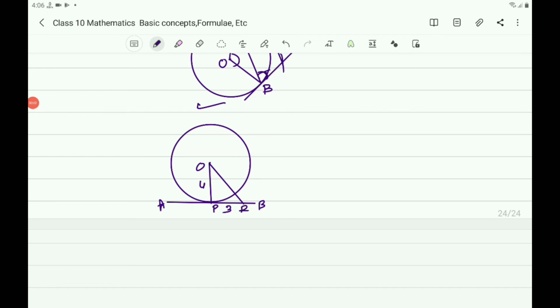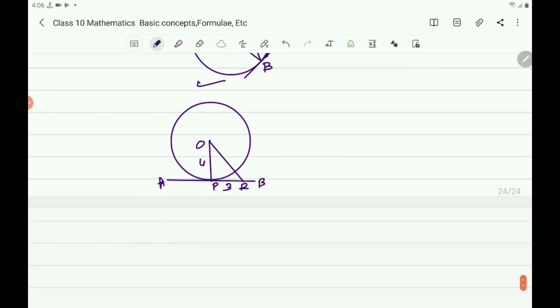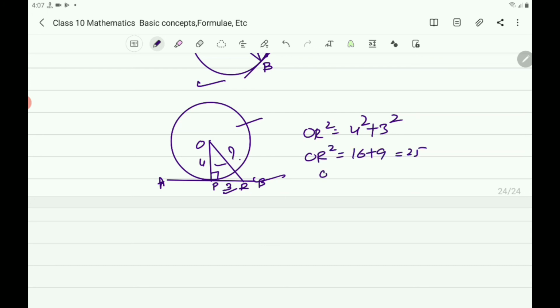There may be a question like this way. Here the circle will be given and the tangent will be given. And the lengths of OP and PR are given. How will you get the length of OR? Here you know that this is 90 degrees. The angle between the tangent and the radius at the point of contact is 90 degrees. So you apply the Pythagoras theorem. That is OR square equals 4 square plus 3 square. Then OR square equals 16 plus 9 equals 25. So OR equals what? Square root of 25, that is equal to 5.